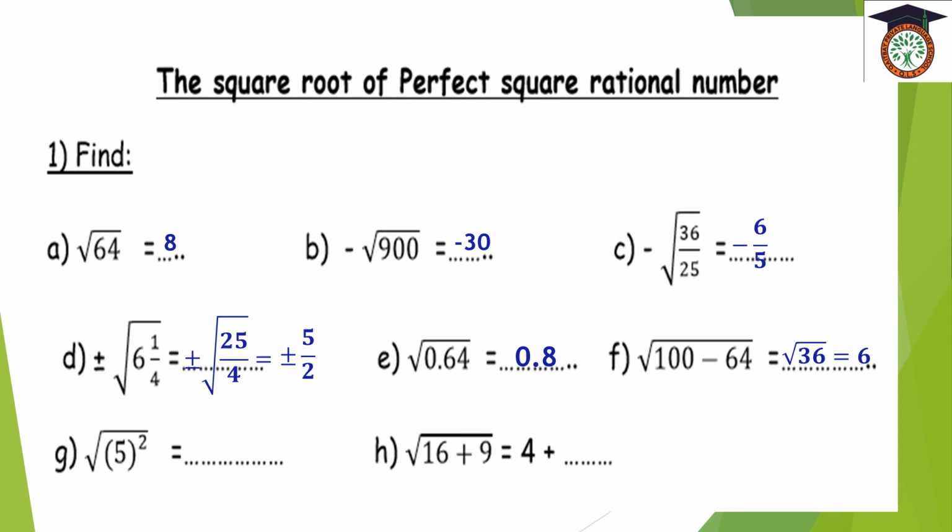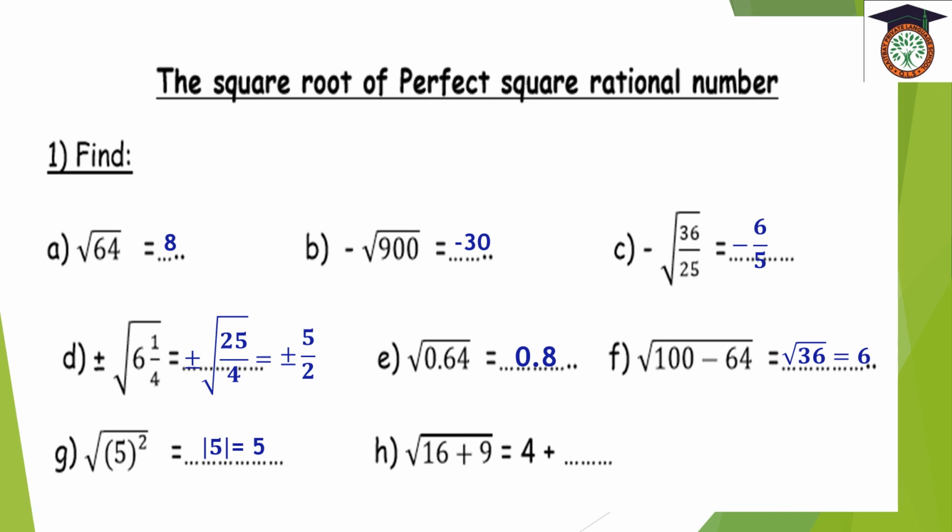In letter G, we have the square root of a number in brackets to the power of 2. So it will be the absolute value of this number. So the absolute value of 5 will be 5. In letter H, we have two questions. Question number 1, the square root of 16 plus 9. 16 plus 9 equals 25. So we will find the square root of 25. The answer will be 5.